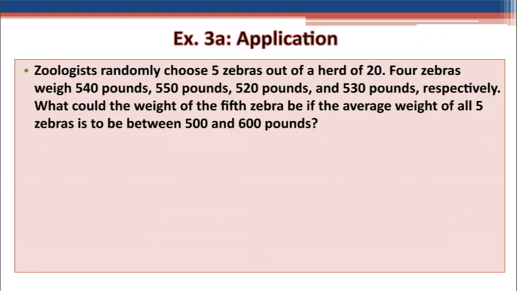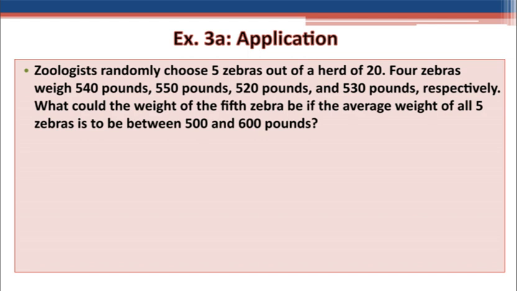And some application problems here. The zoologists randomly choose 5 zebras out of a herd of 20. 4 zebras weigh 540 pounds, 550 pounds, 520 pounds, and 530 pounds, respectively. What could the weight of the 5th zebra be if the average weight of all 5 zebras is to be between 500 and 600 pounds?